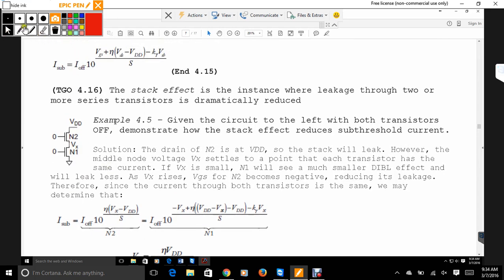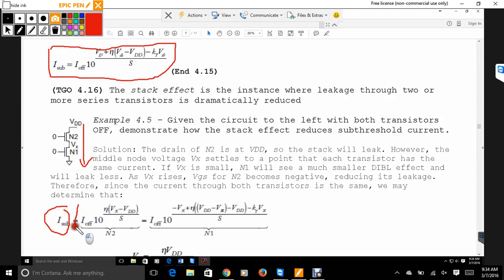We use this equation here from 4.15, the subthreshold currents. We go all the way back to Kirchhoff, right? We know that the current through both of them is going to be the same. So our subthreshold current is we're actually going to plug in the numbers for both of these, right? So we're going to assume that base VB is going to be 0, right? So that just becomes our source. And then we just plug these numbers in, right? So VDD is going to be VDD here. So this is N2.